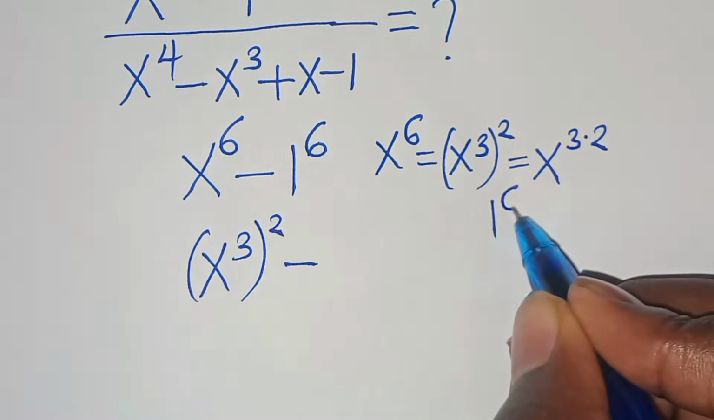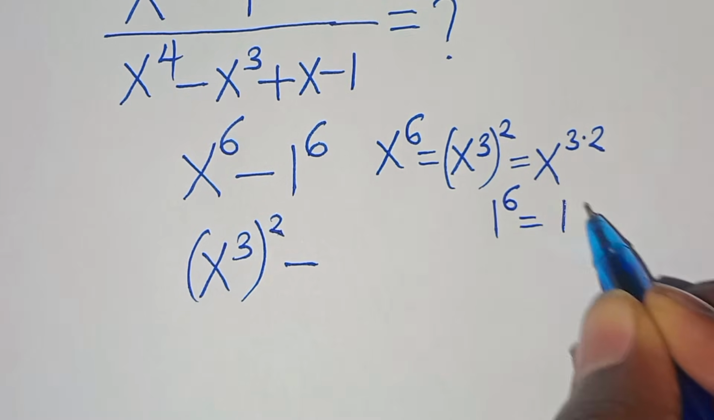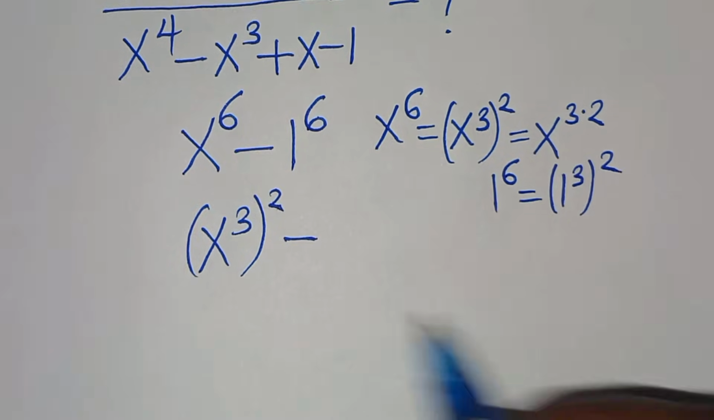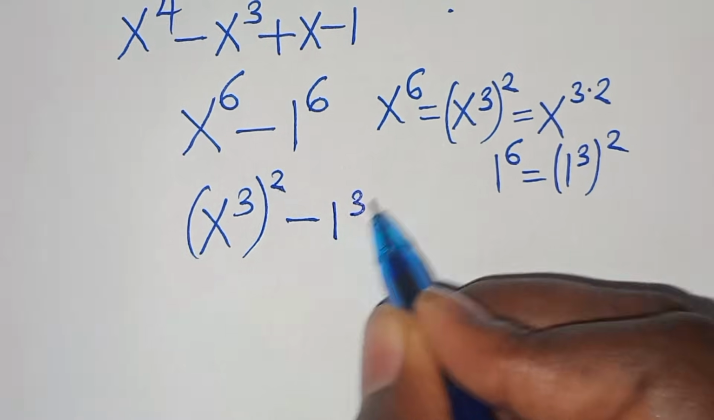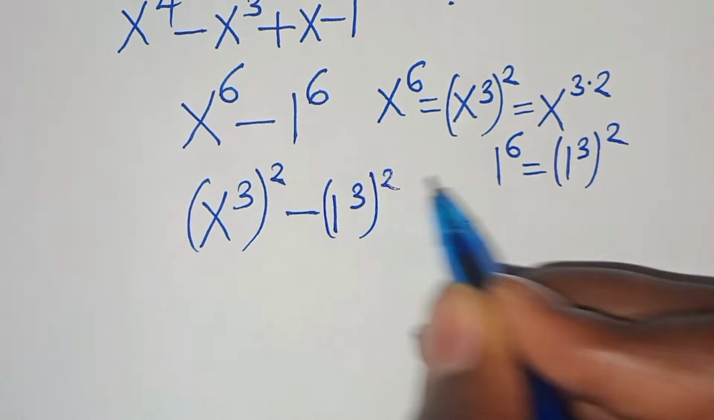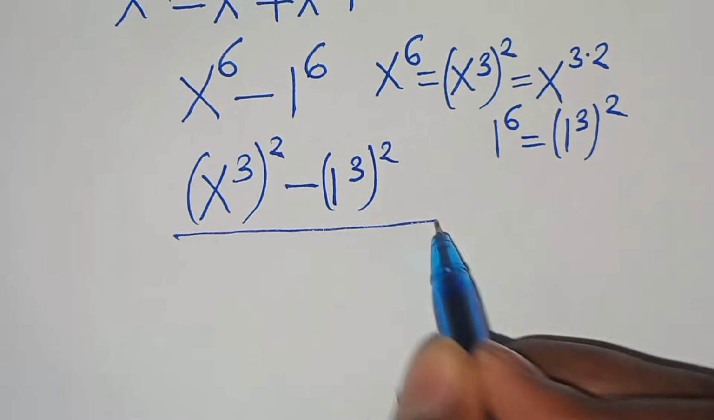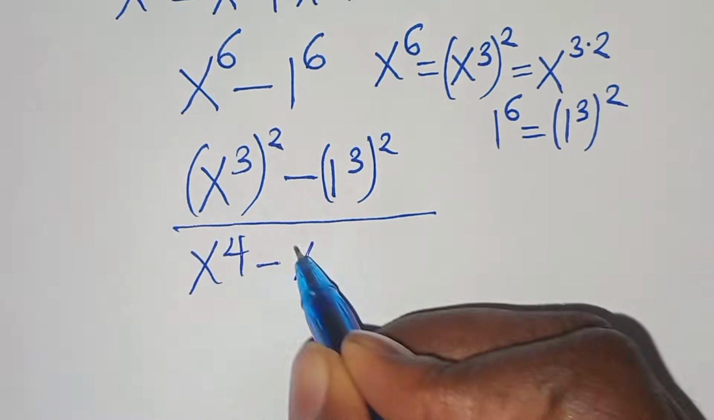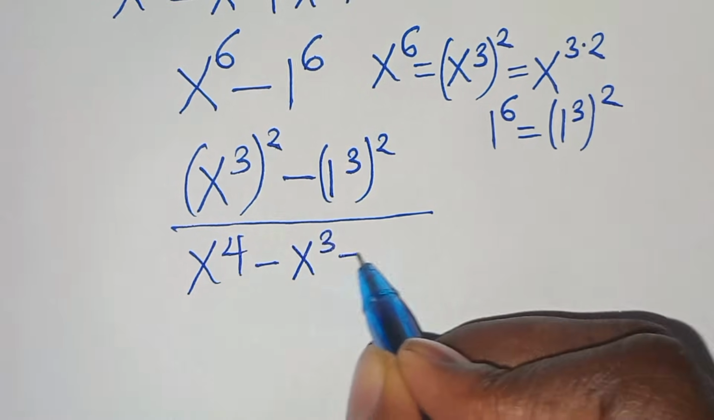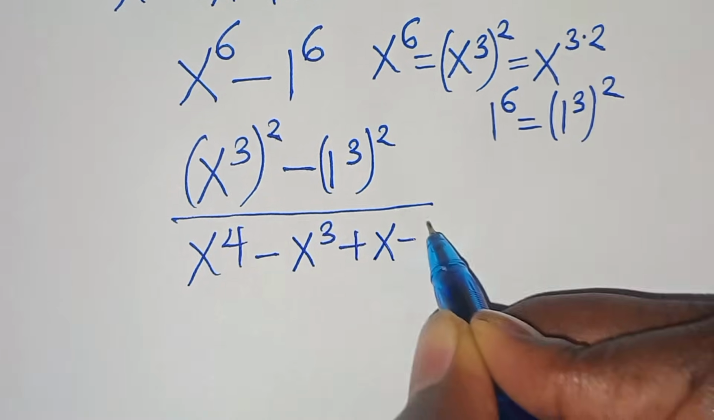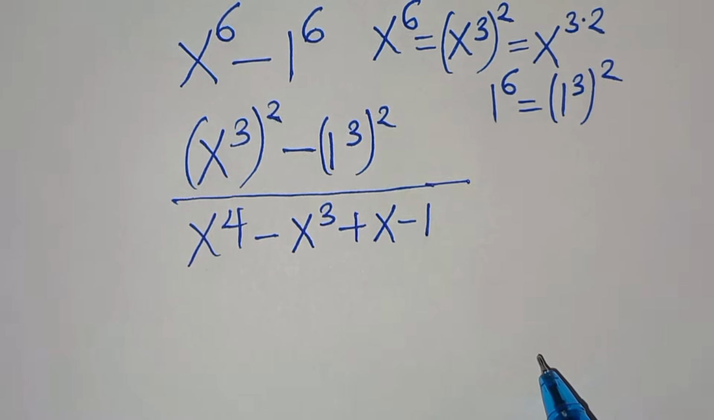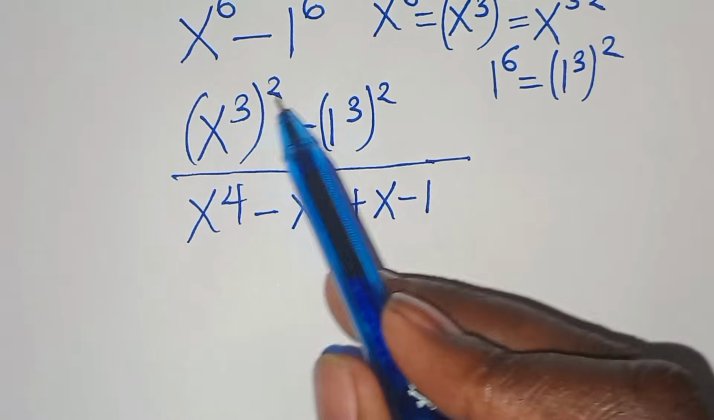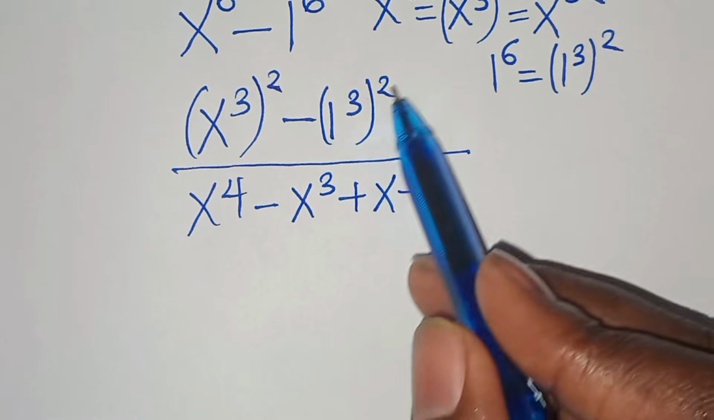1 to the power of 6, this can be expressed as 1 to the power of 3 raised to the power of 2. So we have 1 to the power of 3 raised to the power of 2 divided by, here we have x to the power of 4 minus x to the power of 3 plus x minus 1. Now, we have that x to the power of 3 to the power of 2 minus 1 to the power of 3 to the power of 2.